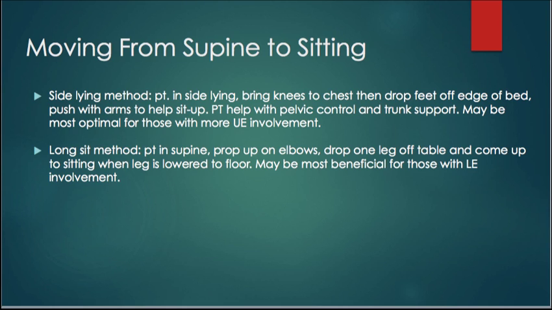If the side-lying method is not effective, you can use the long sit method. For this particular method, the patient starts in supine. They prop up onto their elbows, dropping one leg off of the table, and then come up to sit as the leg is lowered to the floor. This is most beneficial if you have patients who have perhaps bilateral lower extremity involvement, but do have good use of both of their upper extremities.